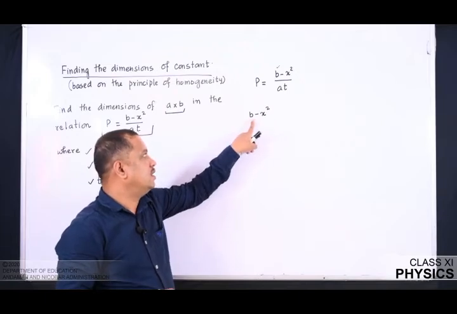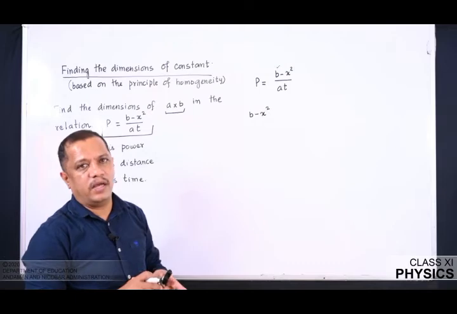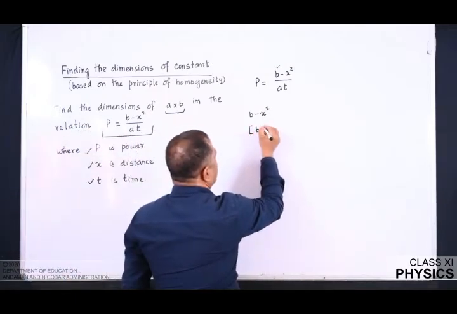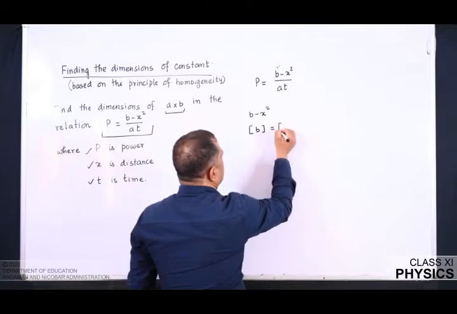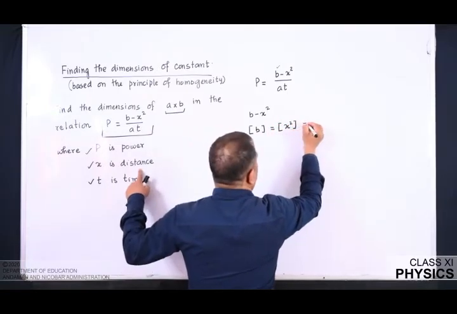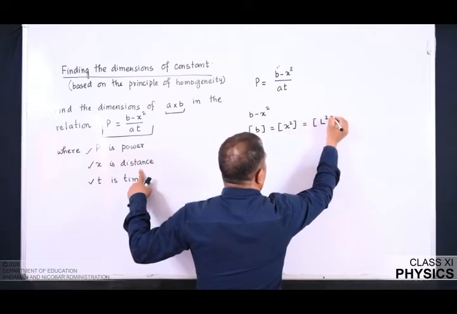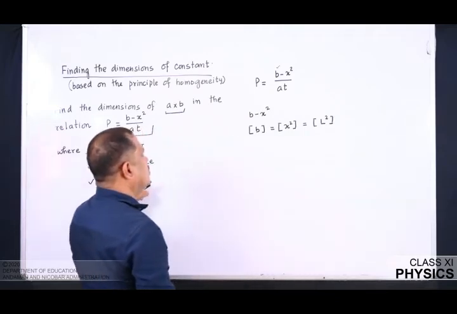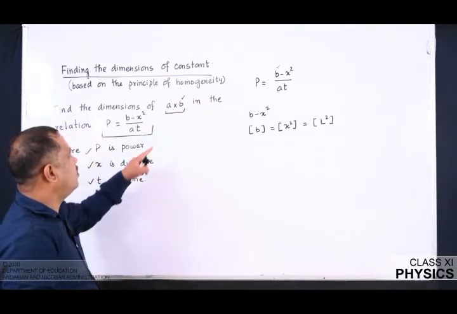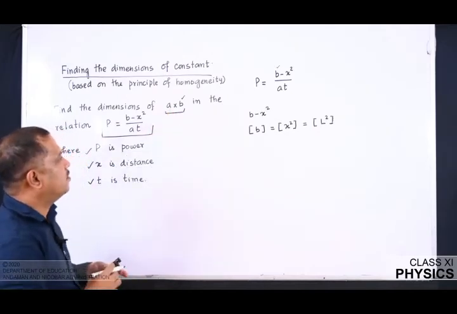As such, the dimension of B must be the same as the dimension of x square. So, I would say that the dimension of B is equal to the dimension of x square. It is said that x is distance, so therefore the dimension is L power 2, or 2 dimensions in length. So, I have got the dimension of B. However, I want the dimension of A. Once I find it, then I can find the product.